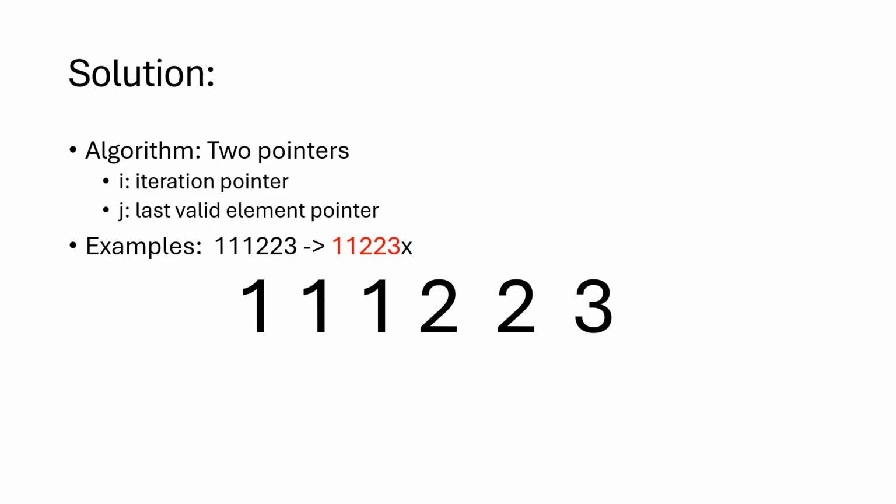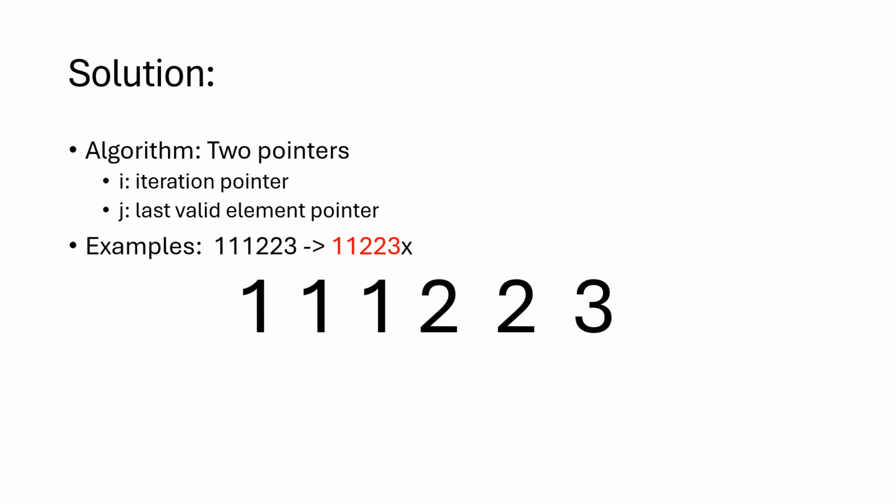Okay, let's look at the solution here. The algorithm we use here is a two-pointer algorithm. That's a common algorithm to solve array-related problems. We have an I pointer, the iteration pointer, and a J pointer that is used to mark the last valid element in the array.